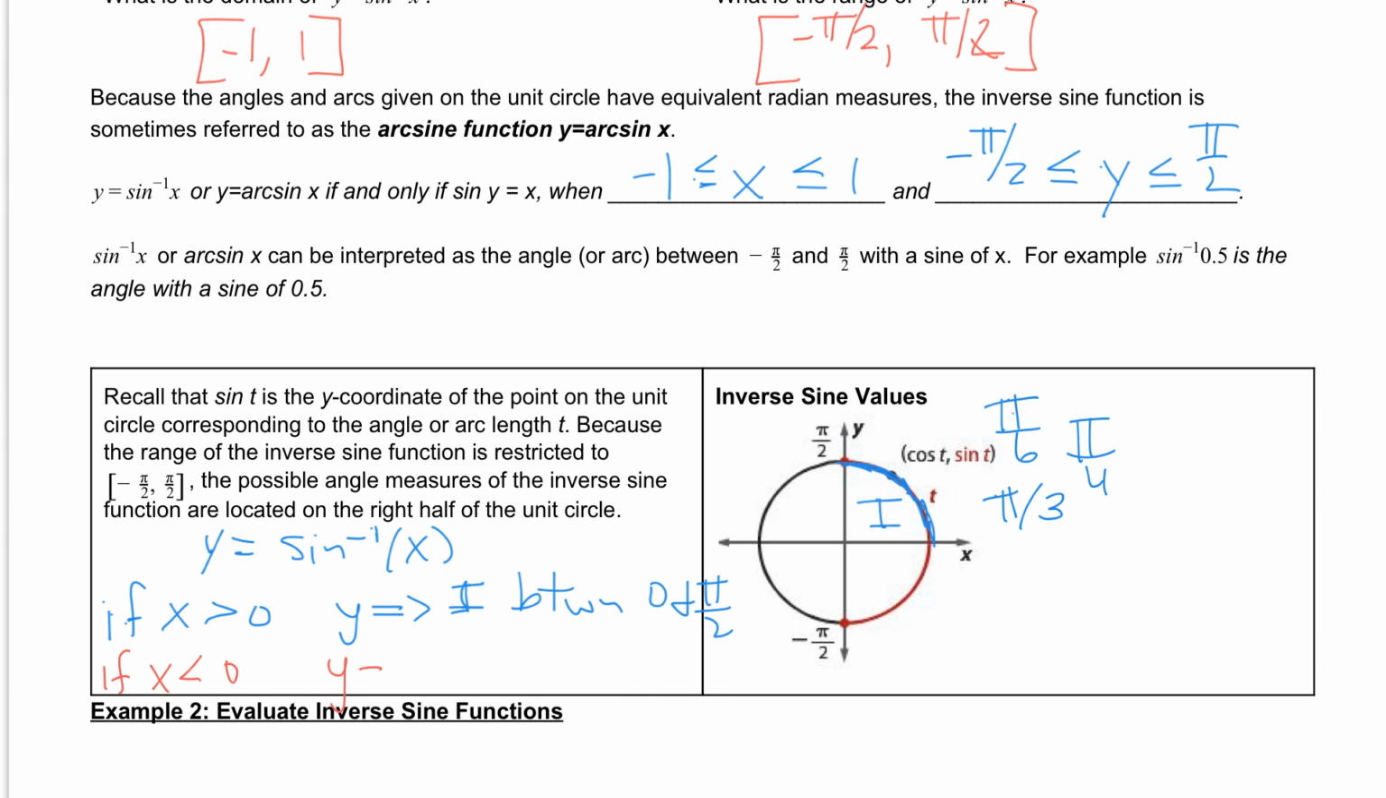then our y value is going to be in the fourth quadrant, which is between negative pi over 2 and 0. So the fourth quadrant is here, and we are restricted between negative pi over 2 and positive pi over 2. So if we think about our special angles in the fourth quadrant that we're looking at, negative pi over 3, negative pi over 4, and negative pi over 6. If you have questions, let me know. Otherwise, we'll touch on this a little bit more when we get to example 2.